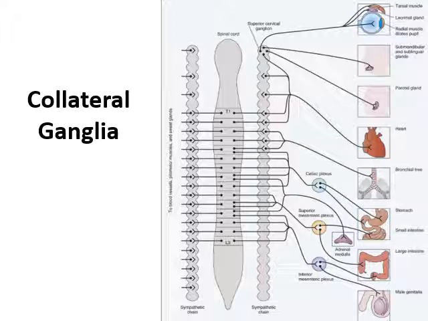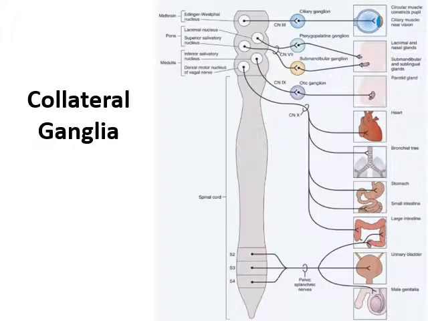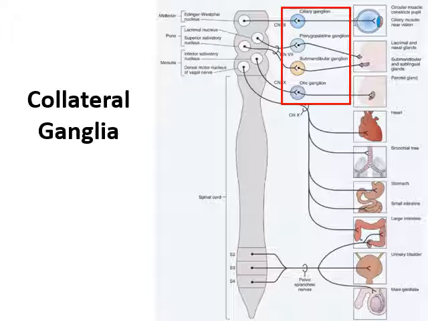Coming to the collateral ganglia. They are present midway between the spinal cord and the viscera, at the origin of the big vessels from the abdominal aorta, and named according to the vessels: celiac, superior, and inferior mesenteric ganglia. These are for the relay of the lower thoracic and the lumbar preganglionic sympathetic fibers. The ciliary ganglion for the third cranial nerve to the eye, the sphenopalatine and submaxillary ganglia for the seventh cranial nerve, and the otic ganglia for the ninth cranial nerve are considered as collateral parasympathetic ganglia.